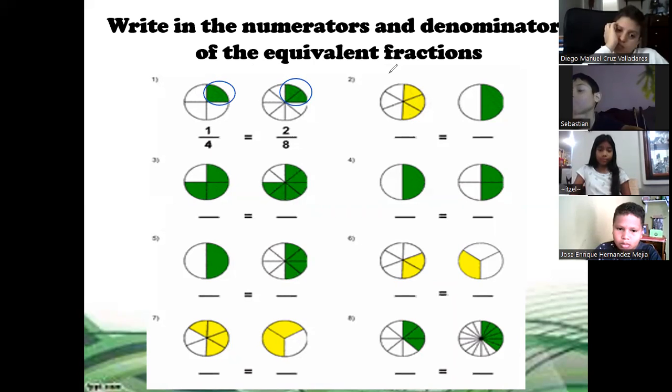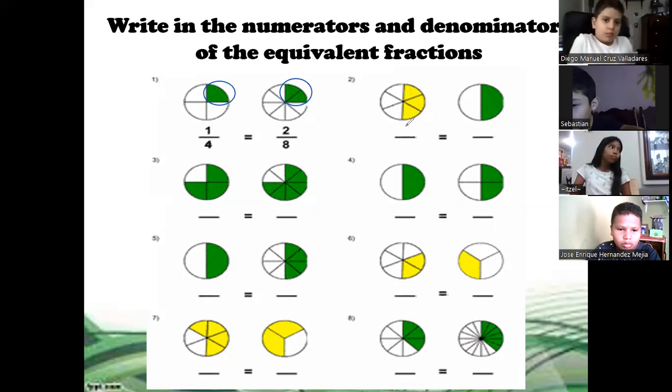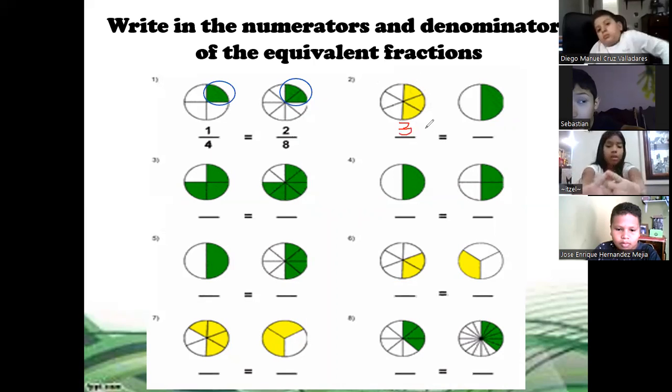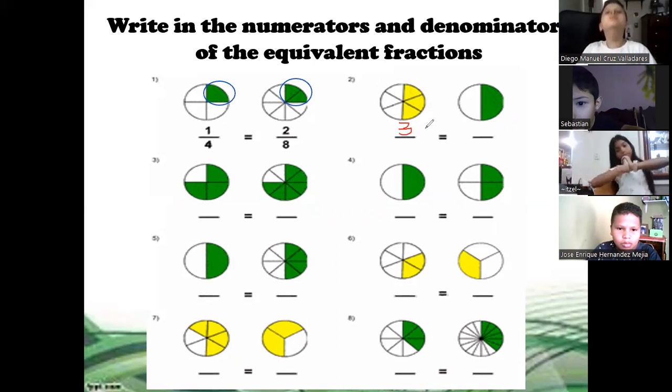Now, the next one. Let's begin by writing the number of parts that are in color. How many parts are in color here? 3. So that's our numerator. Now, how many parts is the whole divided into? ¿En cuántas partes está dividido ese círculo, ese todo?